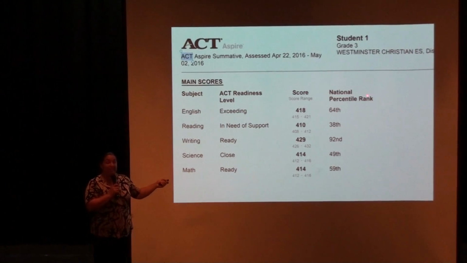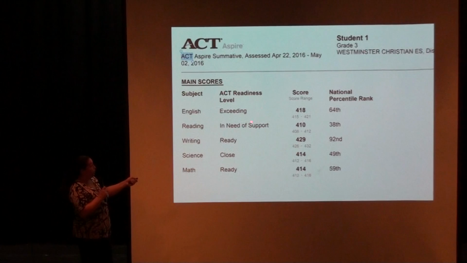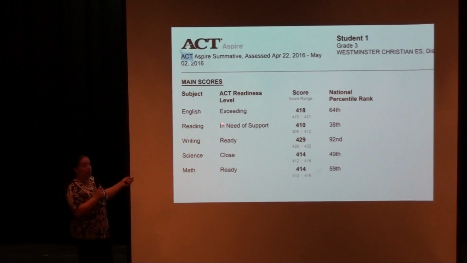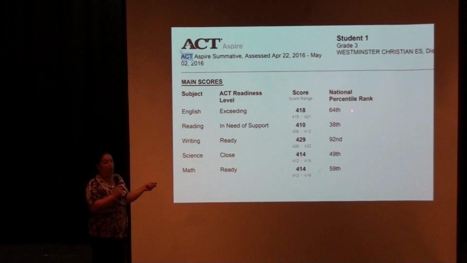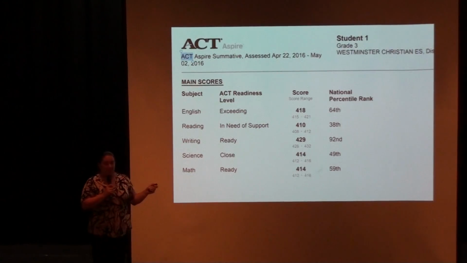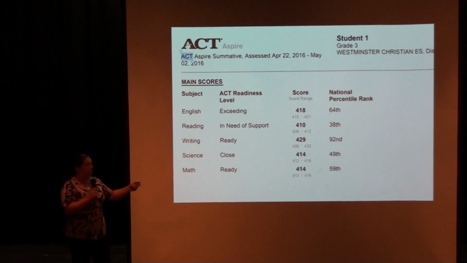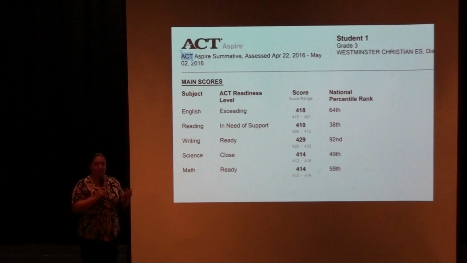Now 418 is in the exceeding range. So this child is performing well above other students in his particular grade level. However, it just so happened that 64% also did as well. Is that clear? Do not make them synonymous. I know it's hard because we want to make them equal and we can't.